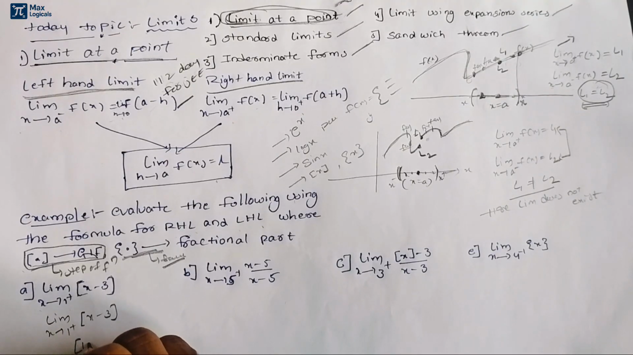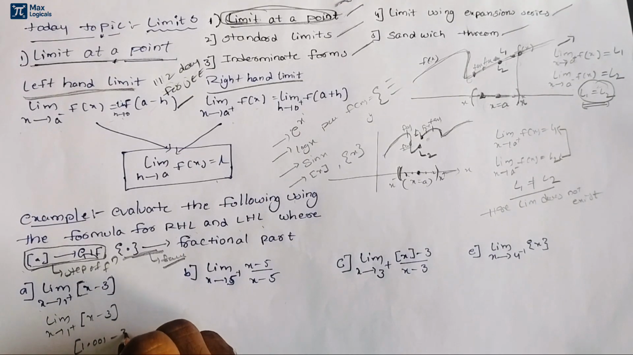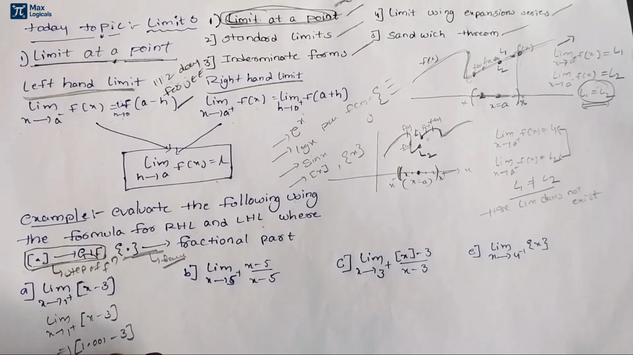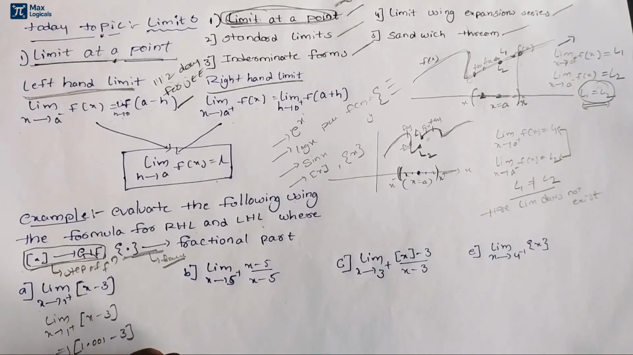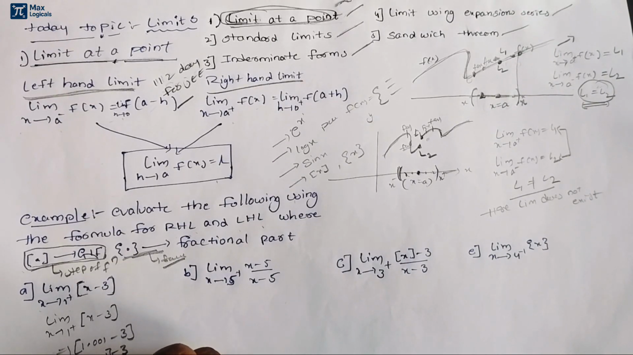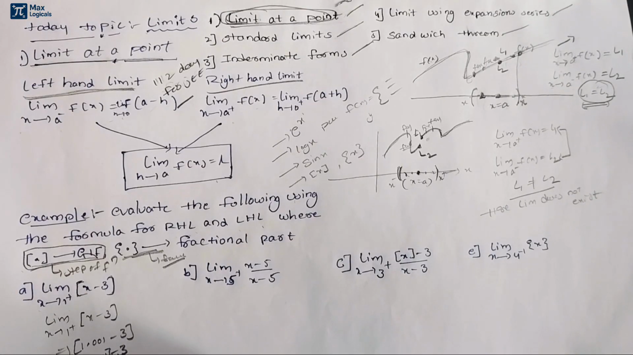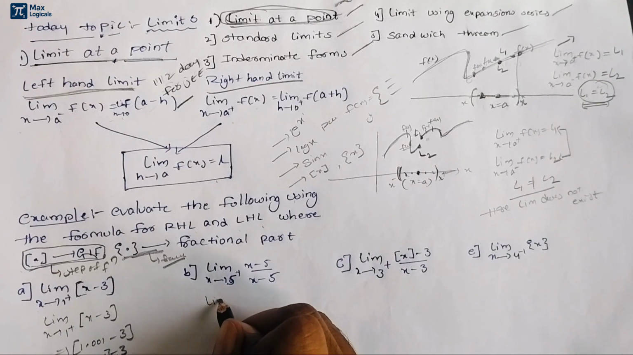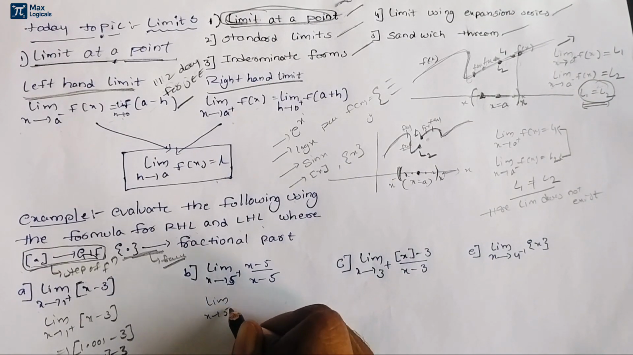Step of 1.001. This function we write outside of the step, that means 1 minus step of 3. What is the step value of 1.001? It is 1, so that is 1 minus 3, which equals minus 2.